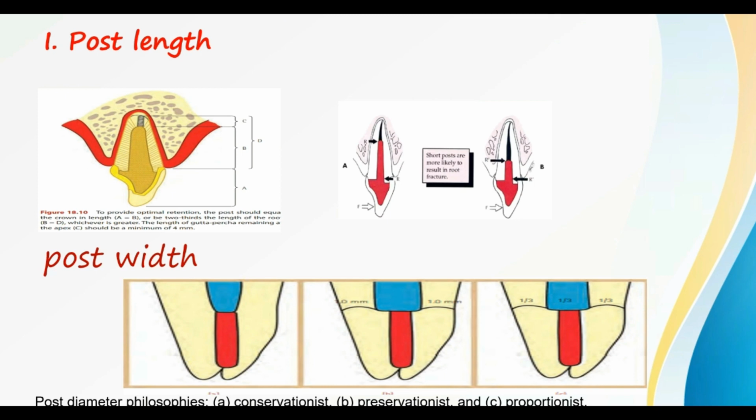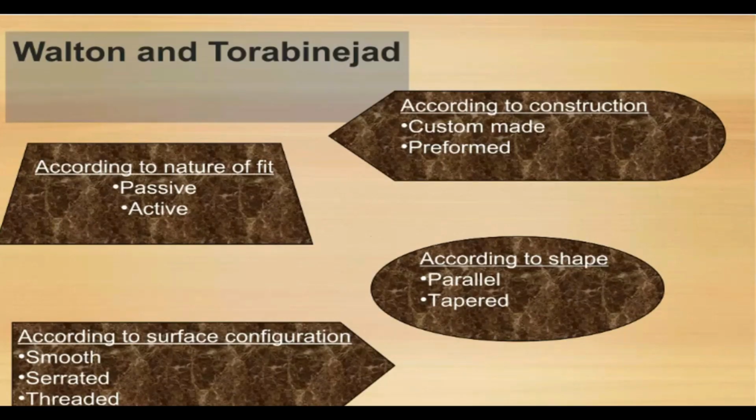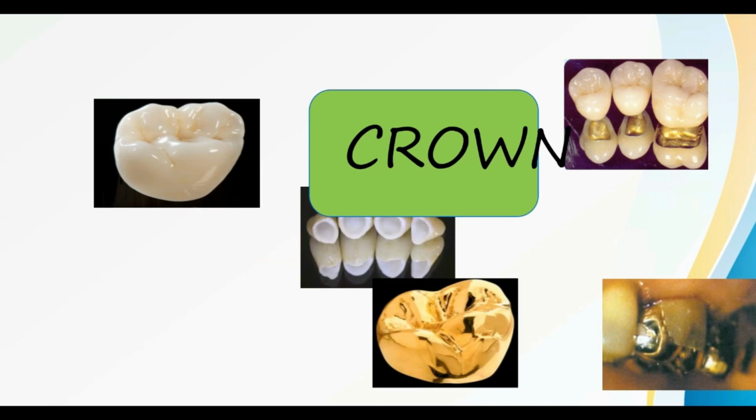Coming to post length and post width, we have here some diagrams which are showing post length and post width, post diameter philosophies: conservationist, preservationist, and proportionist. These are the diagrams which are explaining the post length and post width. Now coming to the classification of post, we have Walton and Torabinejad. According to the nature of fit, they are passive and active. According to the construction, custom made and preformed. According to the shape, parallel and tapered. And according to the surface configuration, they are smooth, serrated and threaded.